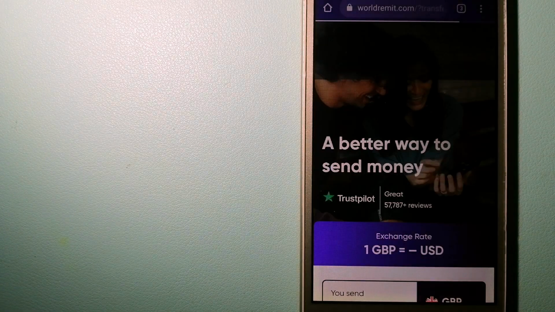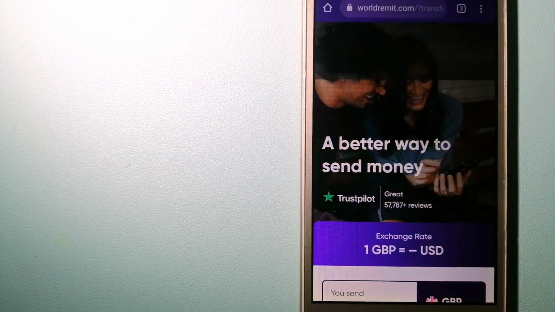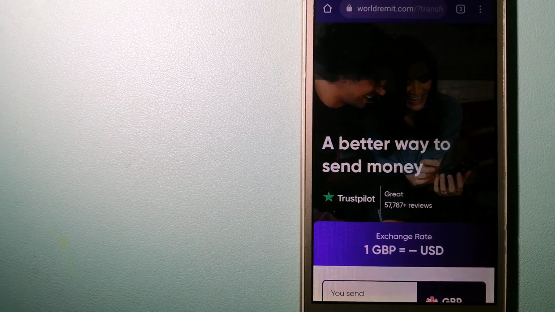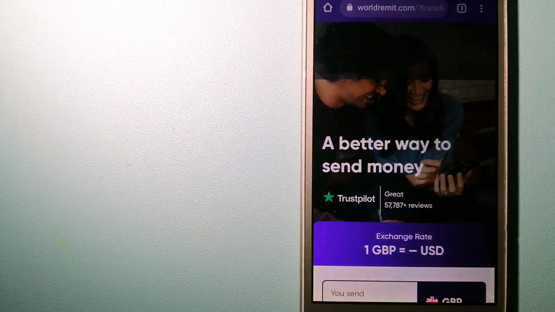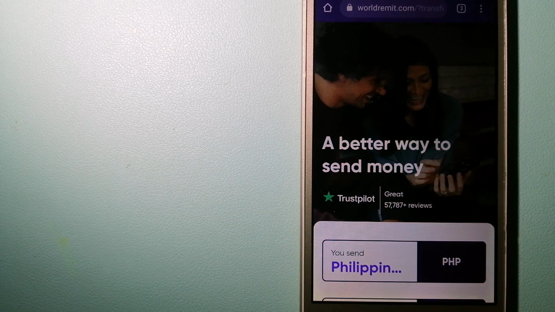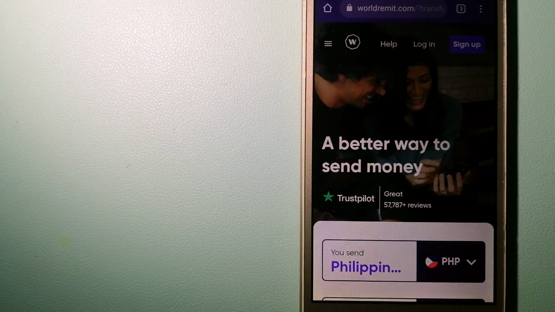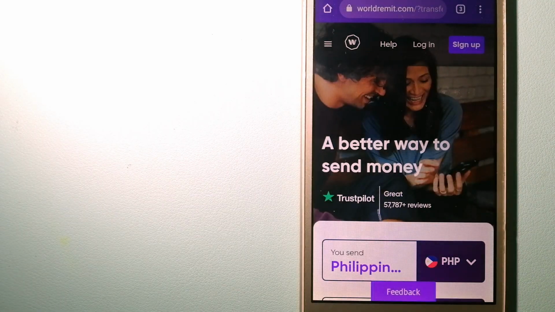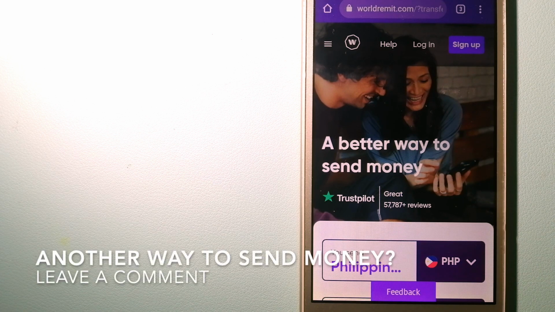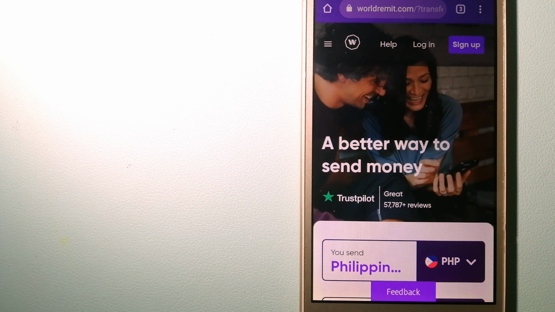The second option is WorldRemit. This is a fast and secure service that lets you transfer money online using a computer, a smartphone, or an app. It provides international money transfer and remittance services in more than 130 countries and over 70 currencies. They are changing the way people send money abroad, and they are taking something complicated and making it simple.